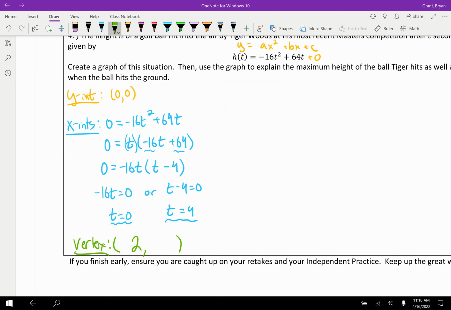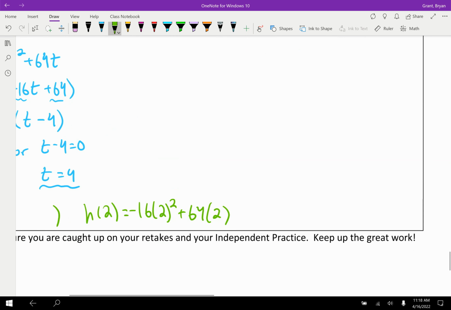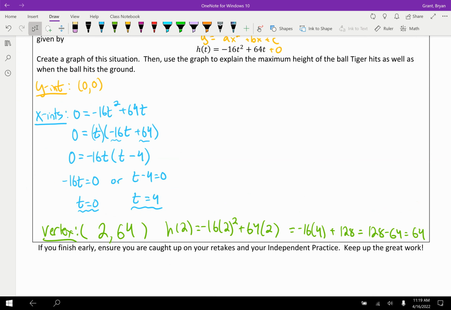But then we'll actually need to find the output here. So we need to do h of 2, which is negative 16 times 2 squared, plus 64 times 2. So we have negative 16 times 4, and then 64 times 2, I think, is 128. So we have 128 minus 64, which takes us back to 64. All right, so it looks like our height here will end up being 64. And now we can go ahead and make that graph.